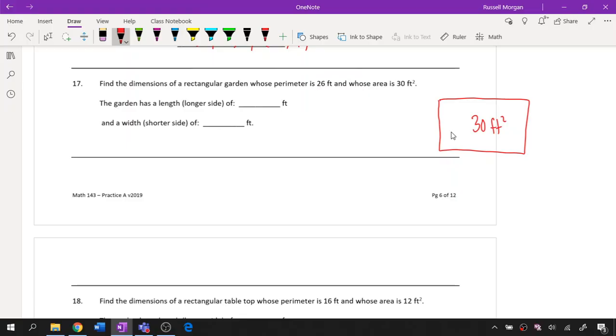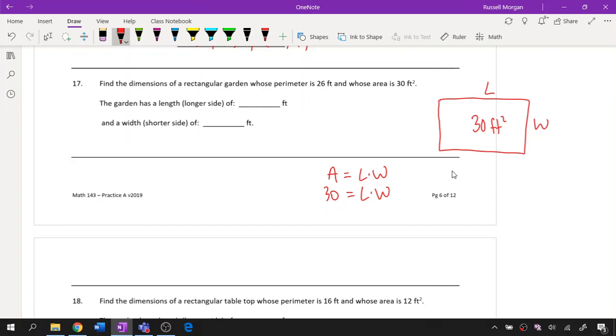Let's write an equation for this. So we can call this a length and maybe a width. They use the terms length and width. And of course, we know that area is the whole length times width. So we have that 30 square feet is our length times width. But like we said, there's lots of possibilities of lengths and widths that fit that equation.